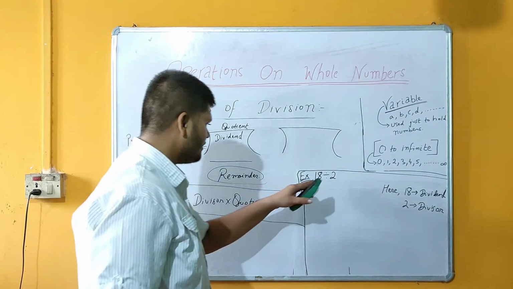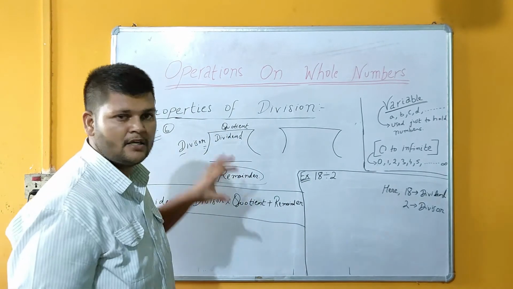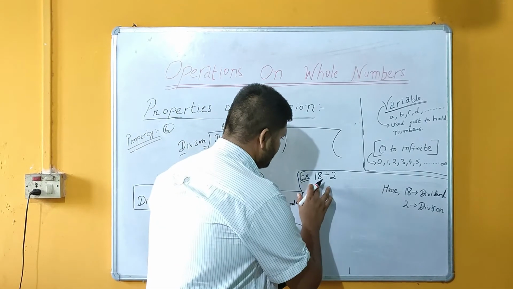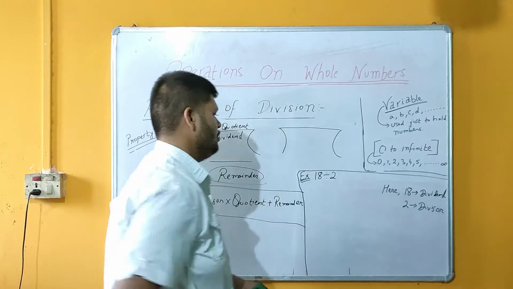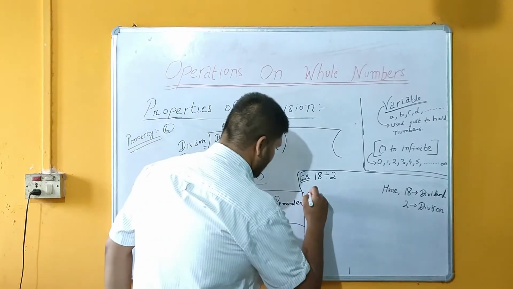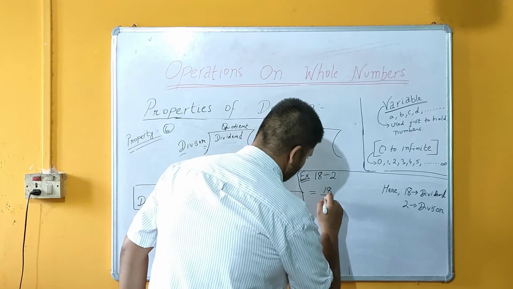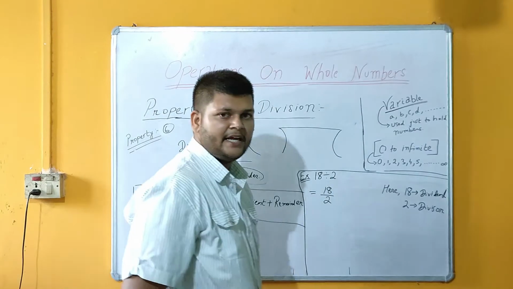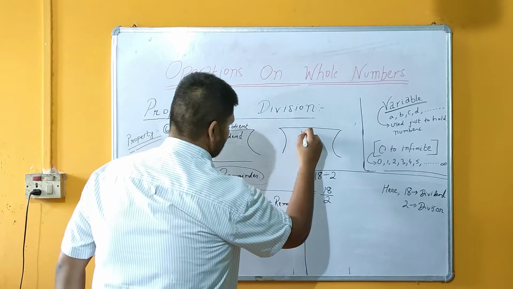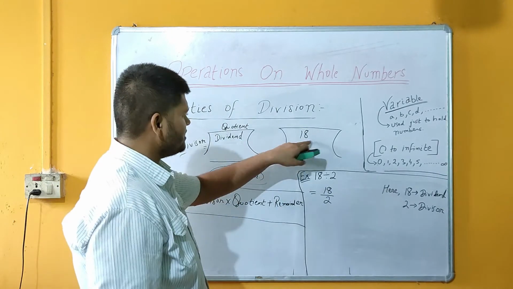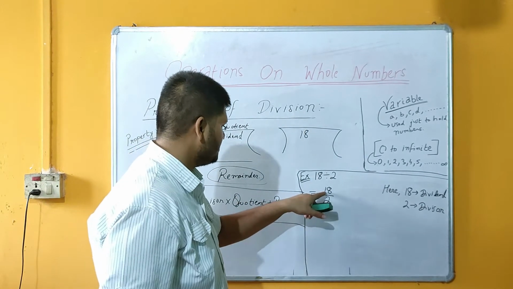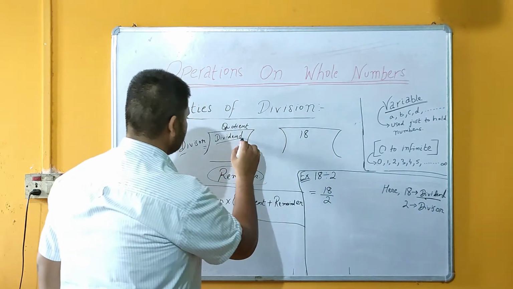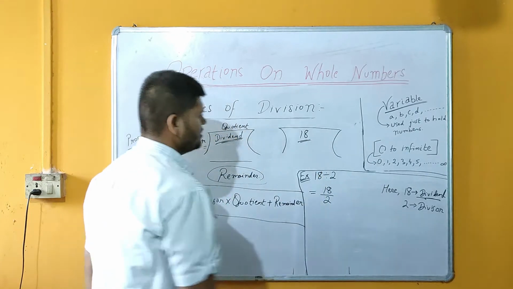Okay, so for the sake of understanding this structure, I have taken this division. Simply, I have taken 18 divided by 2. This can also be written as 18 by 2. So this 18 is called the dividend, which will be written here. Within this structure we will write this 18. So this 18 is nothing but the dividend. Dividend is always written inside this structure.